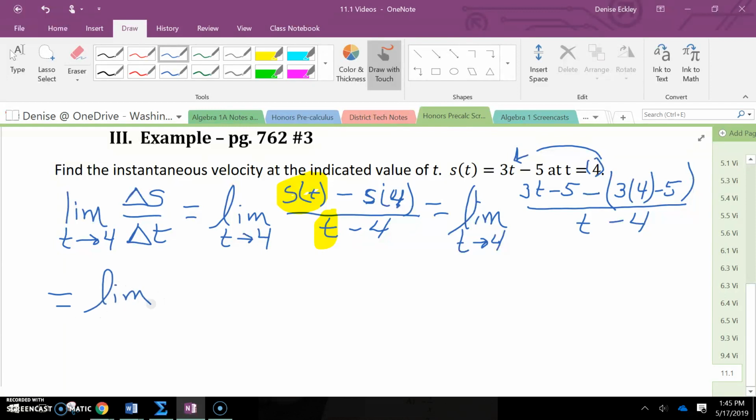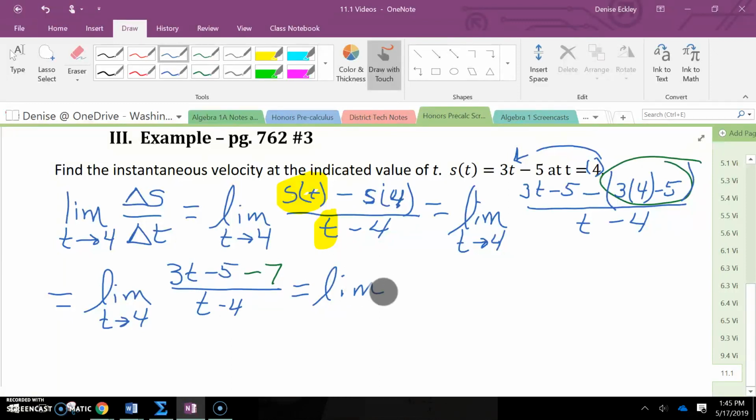So we're going to take the limit as t approaches 4 of 3t minus 5, and when we simplify here, we get a 7. So this is going to be minus 7, and that's all over t minus 4. So simplifying any more, we get the limit as t approaches 4 of 3t minus 12 over t minus 4. And we can factor out a 3 on the top. Remember, our goal is to simplify this fraction as much as possible.